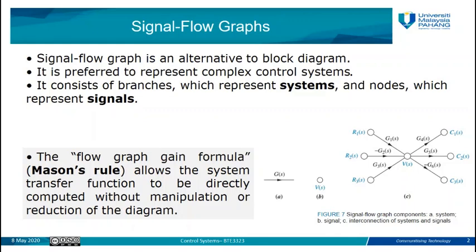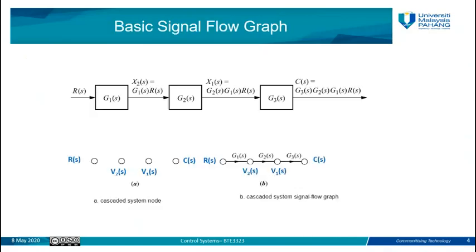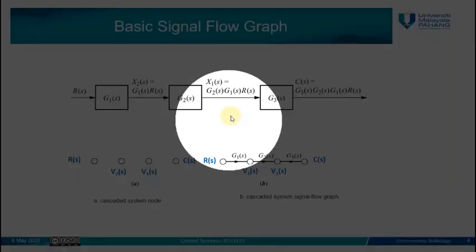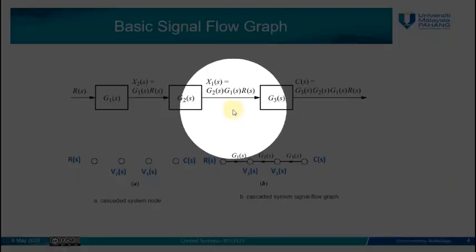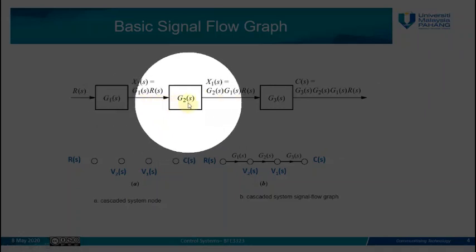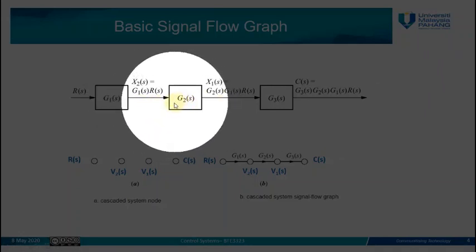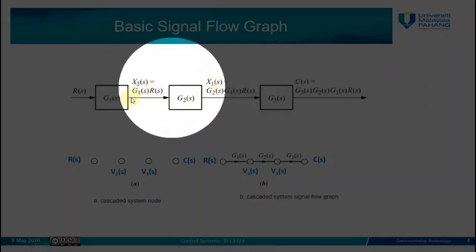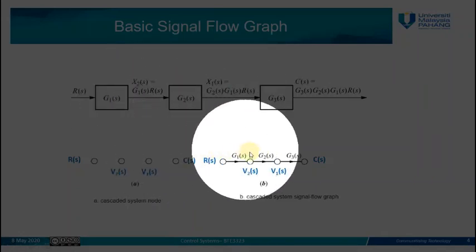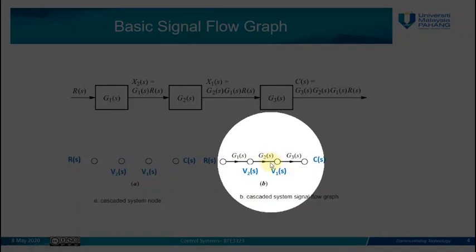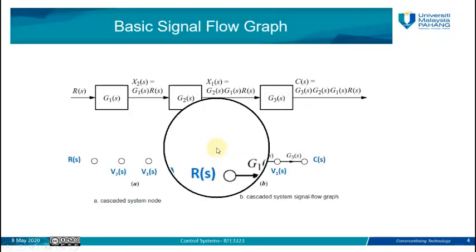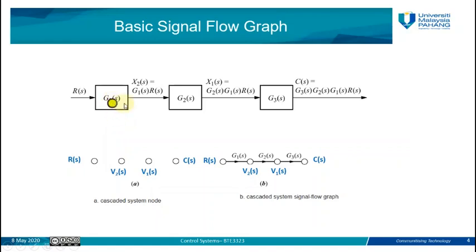Before we learn how to apply Mason's rule, we will learn some of the concepts of signal flow graph. Previously we have mentioned the topology of the block diagrams, and we said we have the cascade topology, the parallel topology, and the feedback topology. So how can we convert these topologies from block diagram form into signal flow graph? For example, in this block diagram, we have 3 subsystems, G1, G2, G3. We have an input signal R(s), and an output signal C(s).